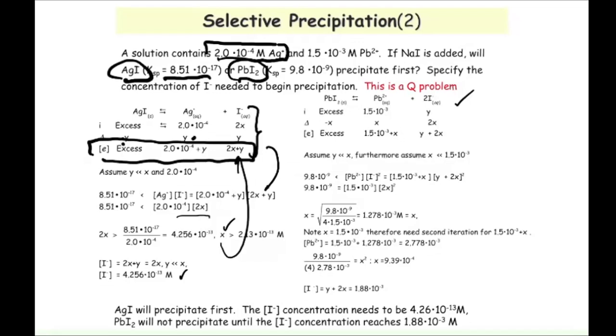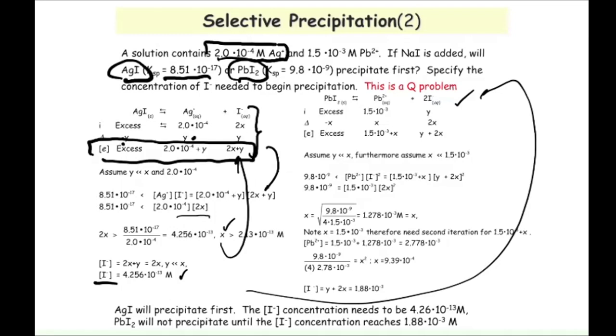Double check your work. Take 4.256 times 10 to the minus 13, multiply that by 2 times 10 to the minus 4, and see whether or not you're going to get this value that is equal to 4.26 times 10 to the minus 13. Okay, that's basically just setting up the mass action expression. Once you get this, then you can solve for the second equilibrium. And why can we do this separately? Because you can treat this as a separate problem, because look at the difference in the equilibrium constant.